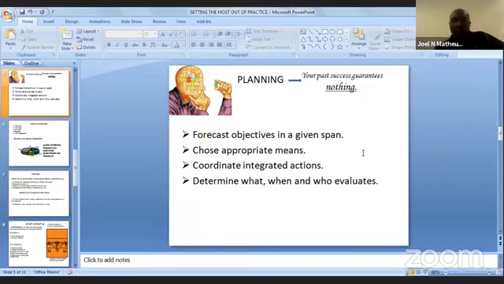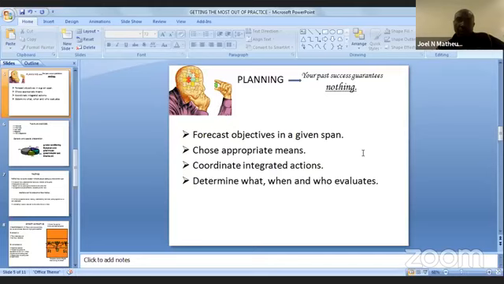And why we want to plan is that we must focus on an objective for a given spin. We choose appropriate means for practice, and then we must coordinate integrated actions that can integrate our preparation of practice, and then determine what, when and who to evaluate, for us to be able to plan the next course of action in terms of our preparations.